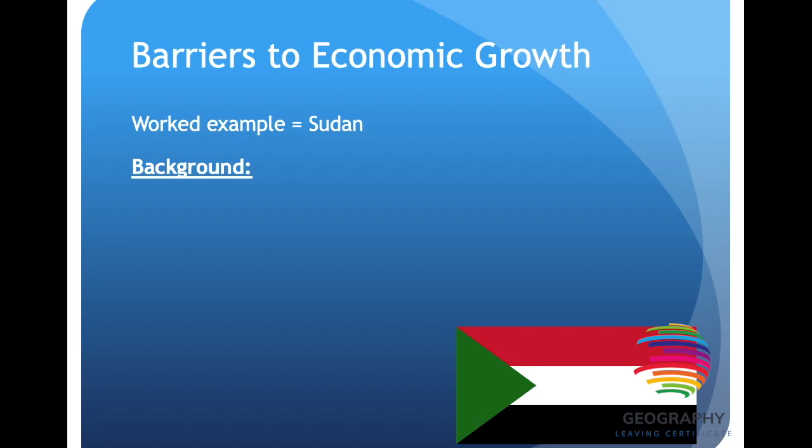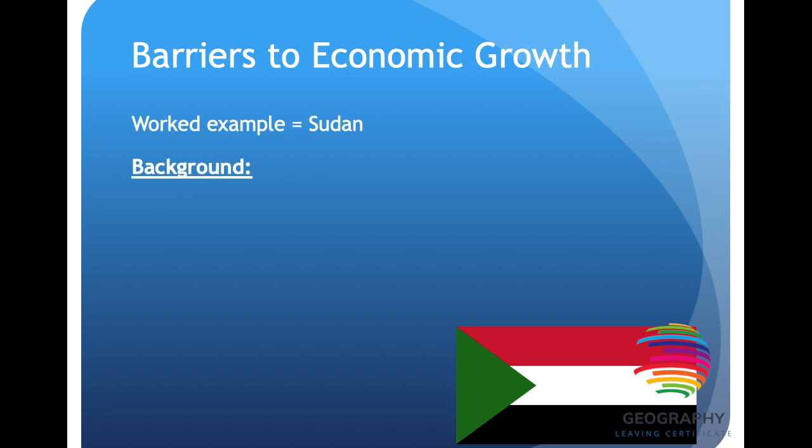And this is barriers to economic growth. Barriers meaning things that stop countries from growing economically. So things that stop countries from developing. And our worked example is Sudan.